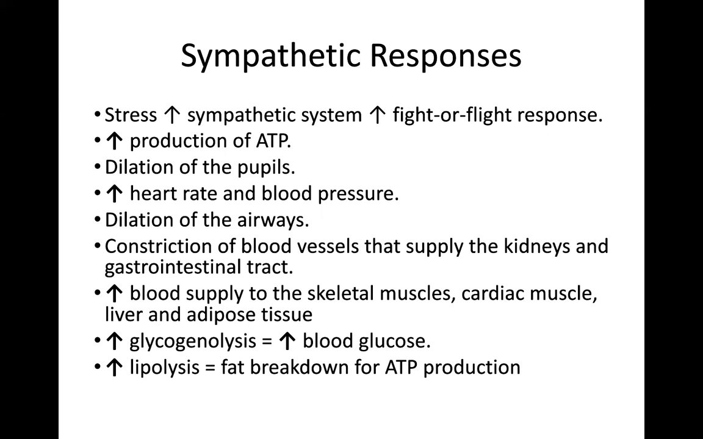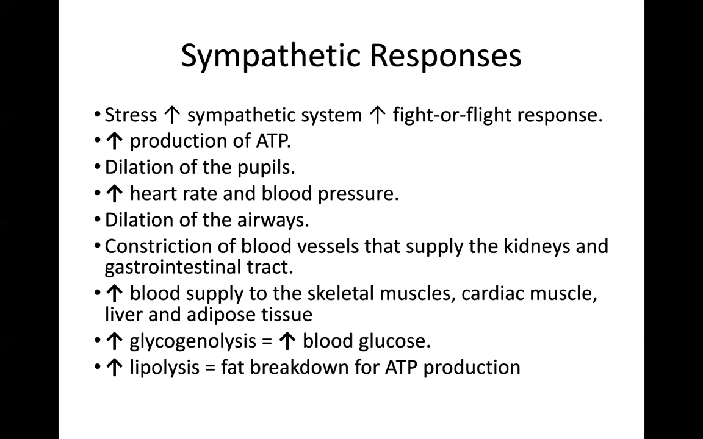Once again, the sympathetic nervous system produces that fight or flight response. We don't just kick it in for nothing. It has to be elicited because of stress. So stress increases the sympathetic nervous system or enhances it, which enhances the fight or flight response. In order to fight off stress, whether that's as crazy as running from a bear or just the stress of exercising, we need energy. And as we know, ATP is our body's energy. So we need to ramp up our production of ATP.